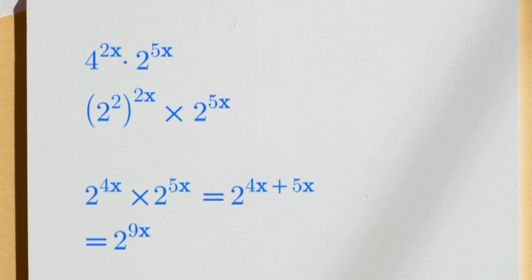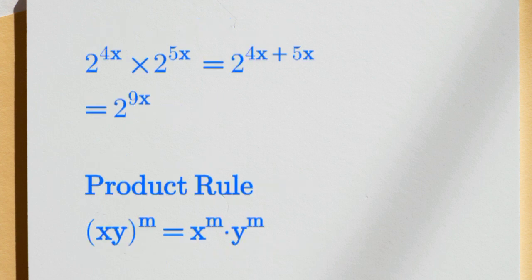Now, the last rule we are going to look at is the product rule. This rule practically says when you have x, y in a bracket all raised to the power of m, it is still equals to x raised to the power of m multiplied by y raised to the power of m. So this is where I'm going to draw the curtain on the laws of exponents.